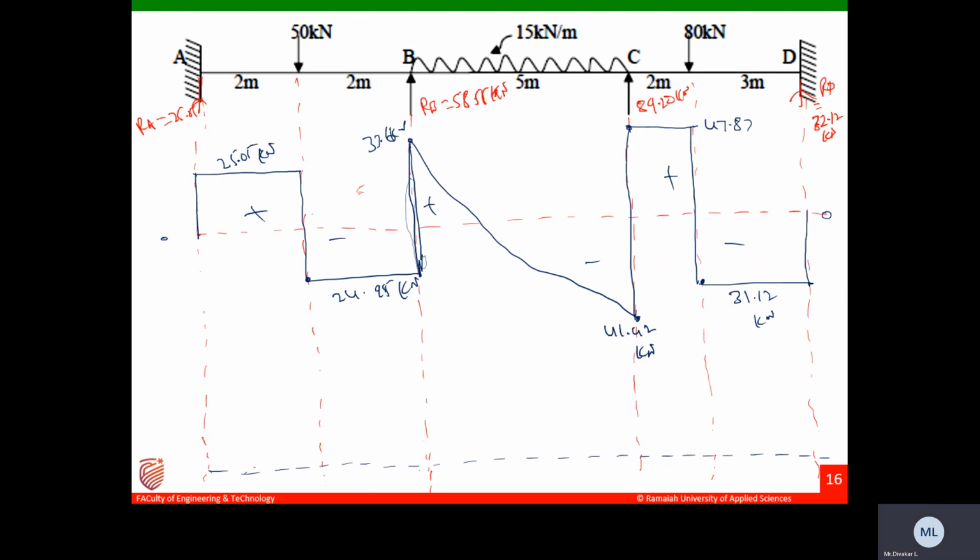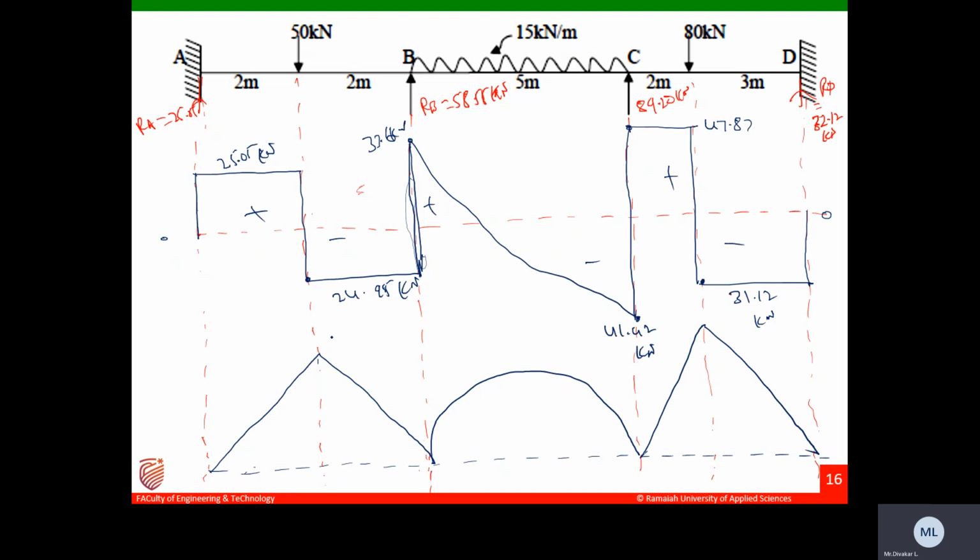Let us draw the datum line. First, you draw the bending moment due to loading. This is the point load, and this is the UDL. The variation for the UDL is triangular, like this.